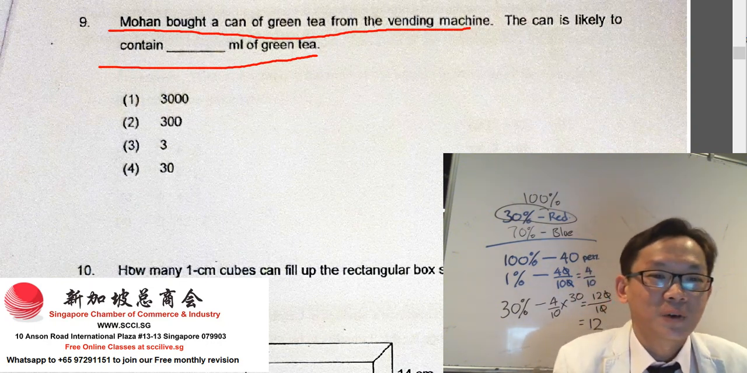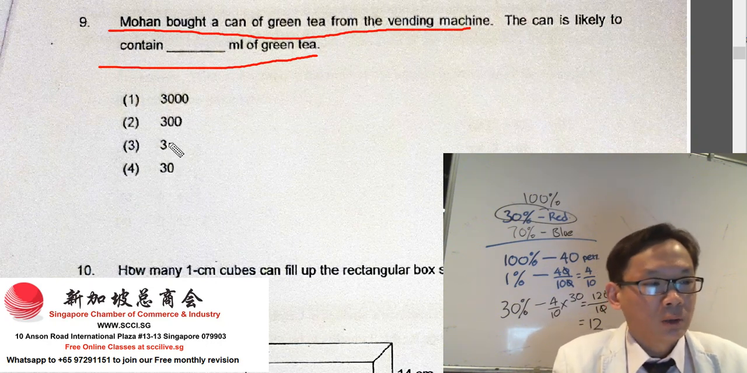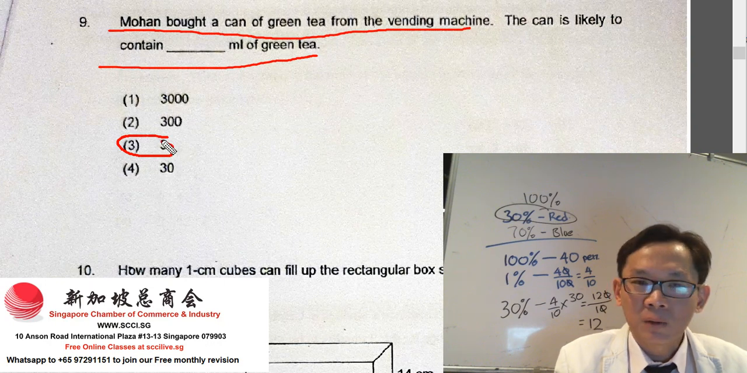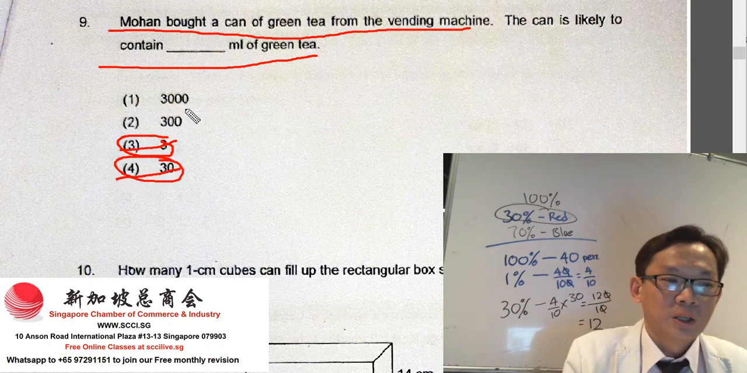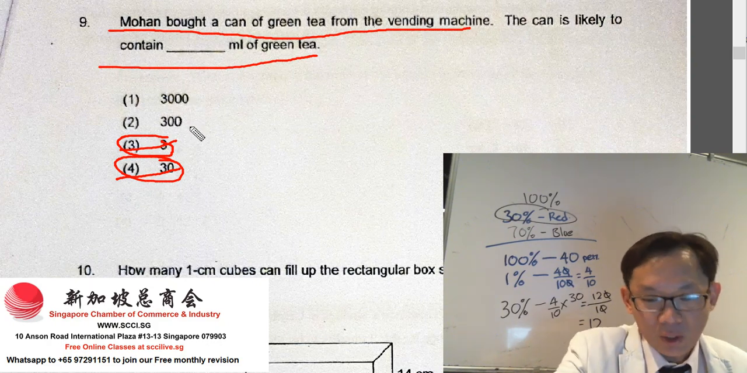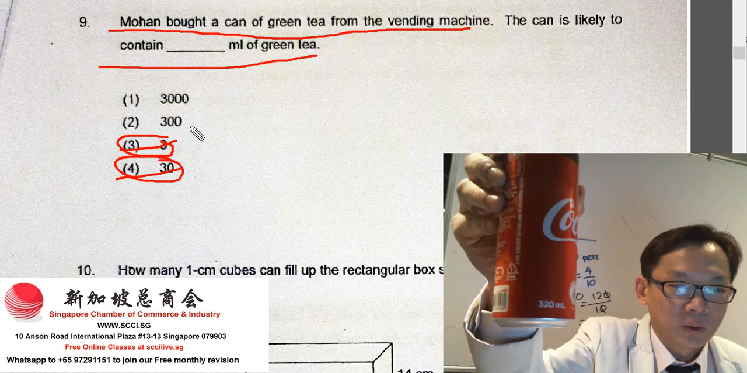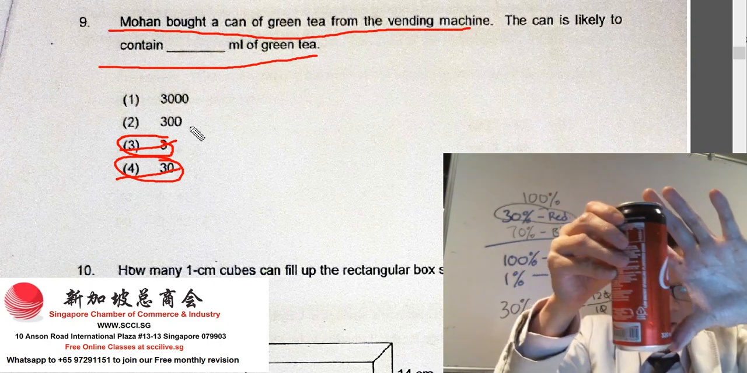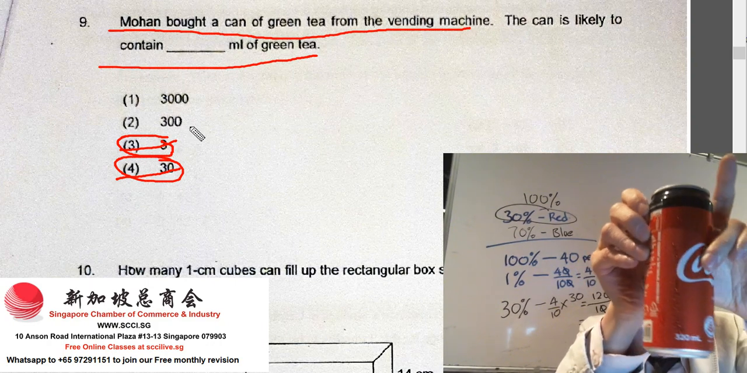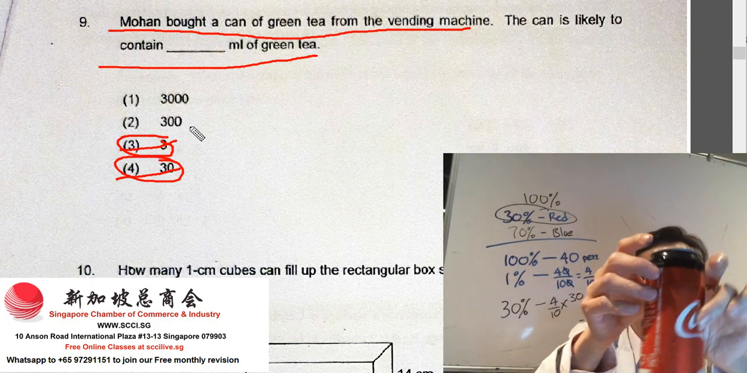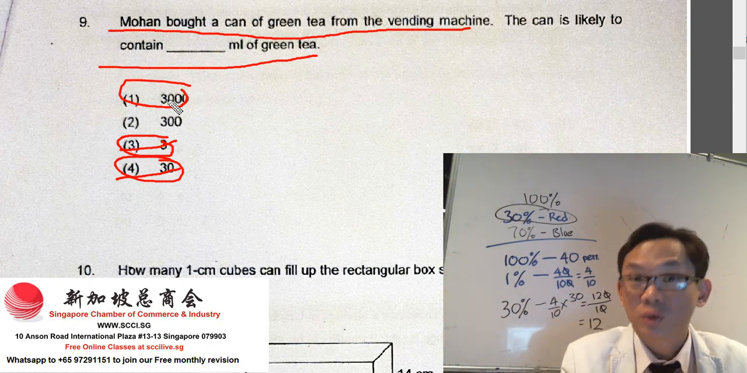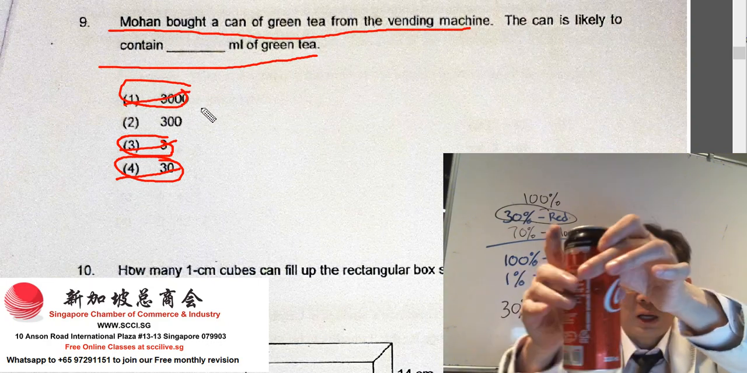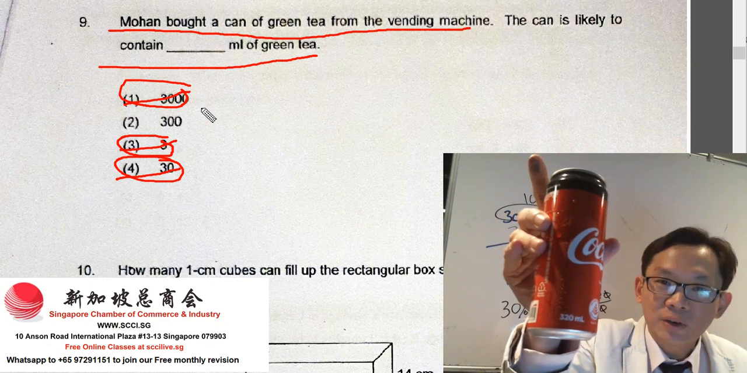Now, look at this answer. Do you think that is 3 ml? Definitely not, because 3 ml is so little. 30 ml is also very little. Now it's between 3000 and 300. Let me show you this can of Coke. A can of Coke is this size. If you go and buy 30 ml, this is the container of the 30 ml. As you can see, 3000 ml is definitely wrong because this is about 3 liters. So for a can like this, it should be around 300 ml.